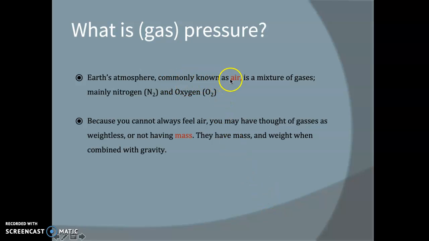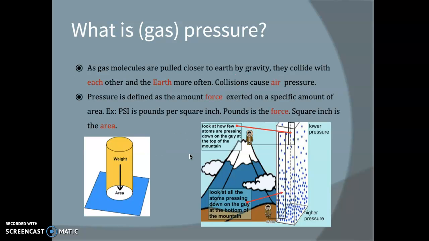So Earth's atmosphere, which is known as air, is actually a mixture of gases. So it's mainly nitrogen and oxygen, but we have other gases in there as well. But because you don't feel air, we often think of them as not having mass, which is not the case. So last week when we did the conservation of mass lab, when you opened the water bottle that had the Alka-Seltzer tablet in it, the gas that was produced in that reaction was able to escape out the top, and then the mass should have decreased. It would have been a tiny amount, but the mass did decrease. So gases do have mass.